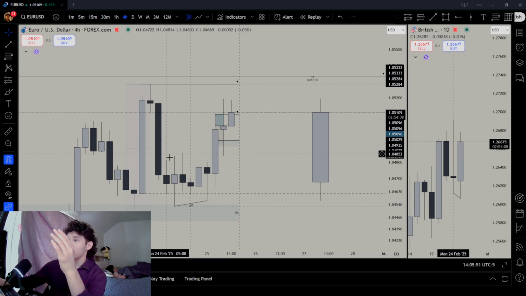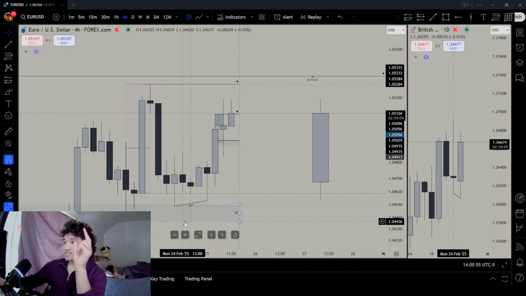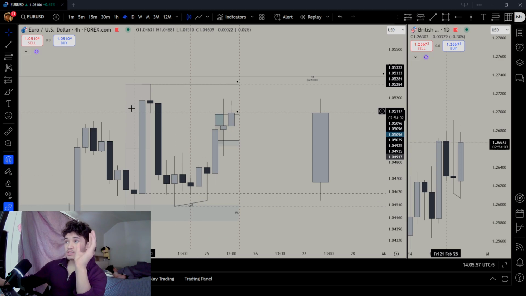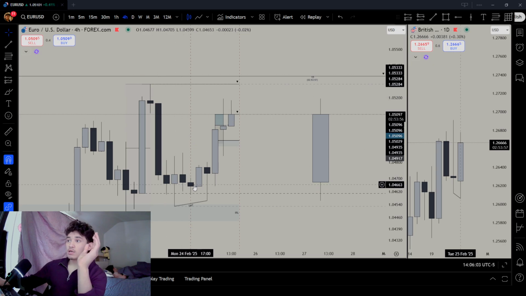And as you can see right over here, there were multiple reasons why this SMT divergence worked out, right? And if you go to the lower time frame, right, there was a range here, right? Range low got SMT, so we're going to go to the range high. We had a daily CRT as well, so Monday range model, right?